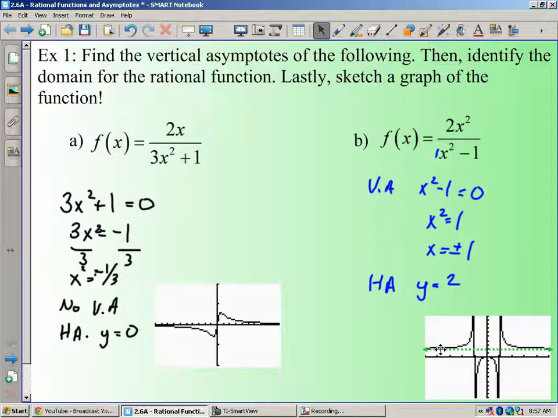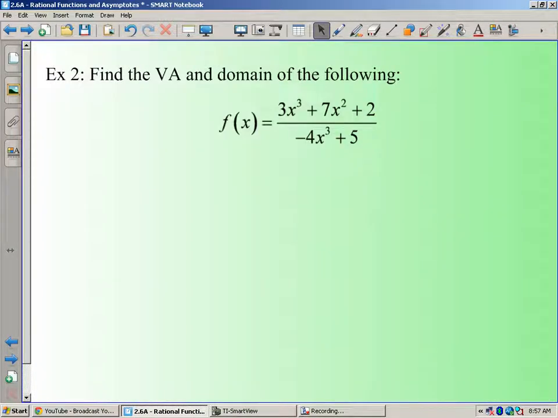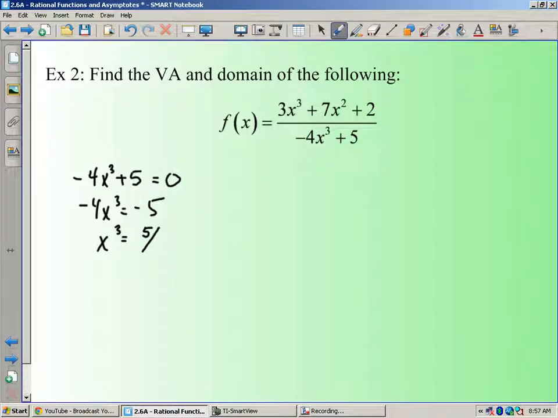Alright, so the next one says find the vertical asymptote and the domain of the following function. So we're going to go through and do that. If we set the denominator equal to 0, we can work on finding our vertical asymptotes. So I set this equal to 0 and just solve, and it's something like this, and then I can take the cube root. So it looks like the cube root of 5/4 is my vertical asymptote in this case. And so all numbers except that will work.